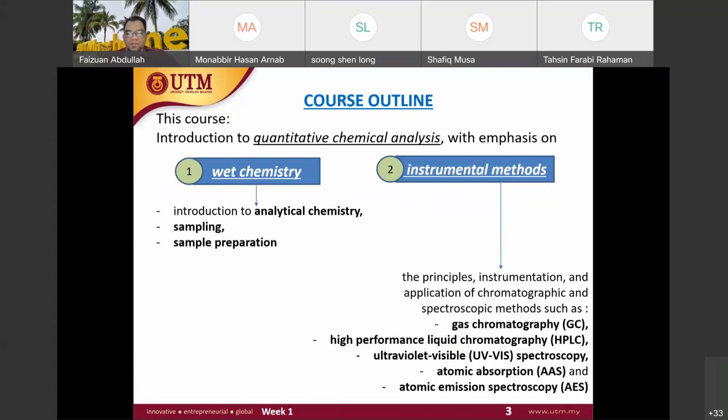And then we will learn the instrumental methods, the principles, instrumentation, and application of chromatography and spectroscopic methods such as gas chromatography, the short form is GC. High performance liquid chromatography, the short form is HPLC. Ultraviolet visible spectroscopy, the short form is UV-Vis. Atomic absorption is AAS and atomic emission spectroscopy is AES. What is this? GC, HPLC, UV-Vis, AAS, and AES.